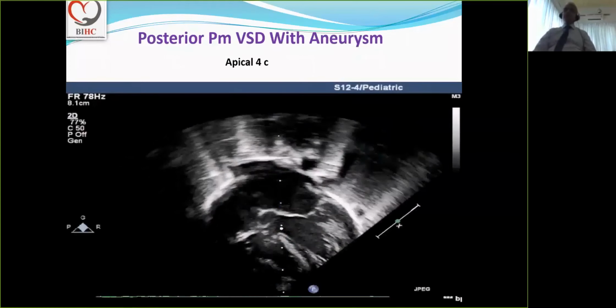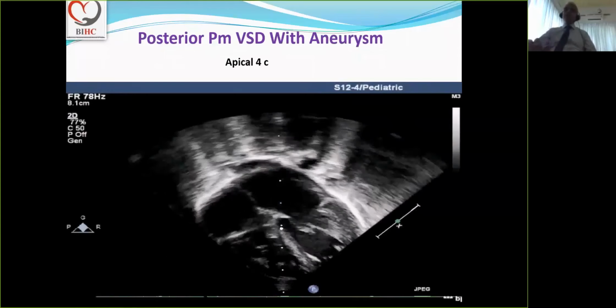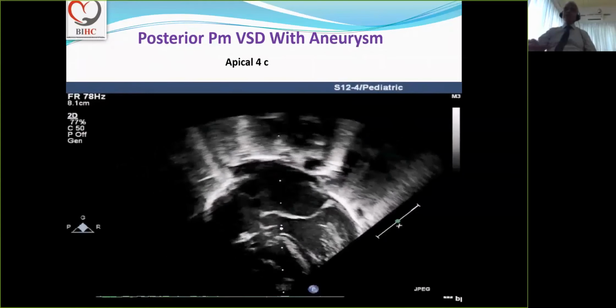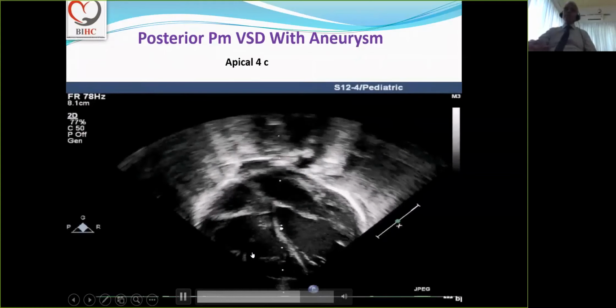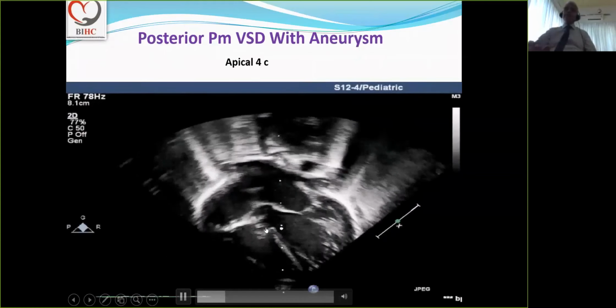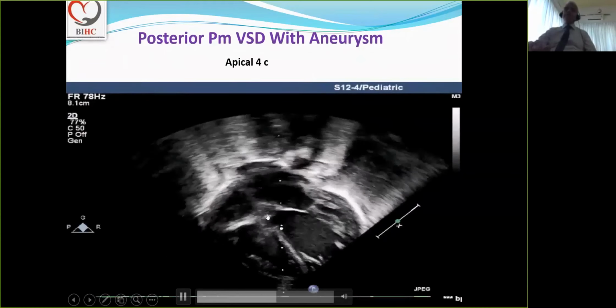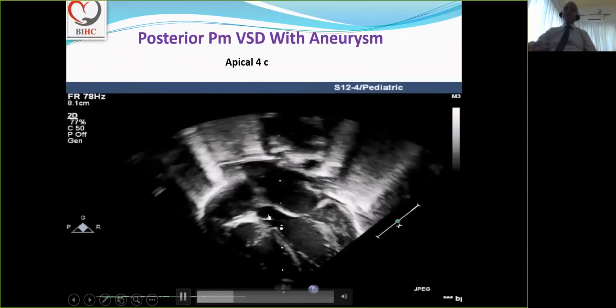Now, this is showing a small subaortic VSD. You'll see the color flow image later. This is the LV. This is the RV. This is where the VSD is. This is to show its relation to the aortic valve. Here is the aortic valve. Here is the VSD.